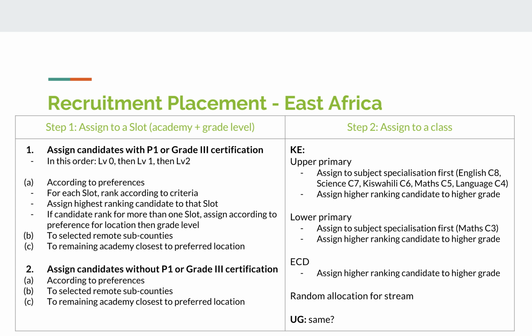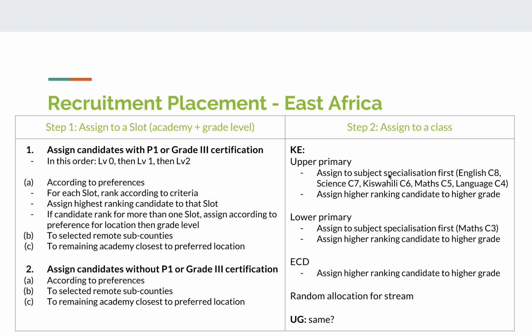There will still be surpluses of teachers who are not assigned. Then either they could become permanent substitutes, or I think we can put them on a waiting list for next time. Among the people who have been assigned, we then assign them to a class. The assignment of the class is the same among all of the different countries. If there is a subject specialization, we try to assign them to that subject. If that doesn't match, then in most cases we assign a higher ranking candidate to a higher grade.